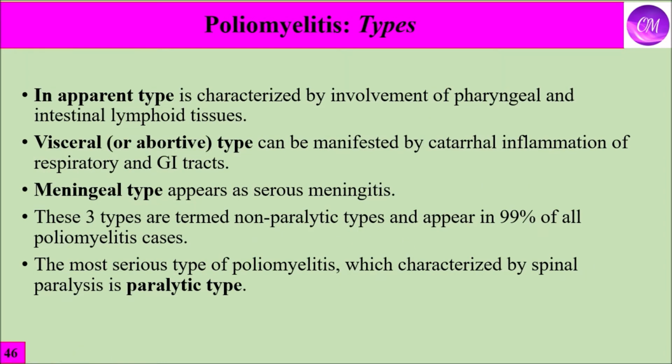There are some types of poliomyelitis. The inapparent type is characterized by involvement of pharyngeal and intestinal lymphoid tissues. The visceral or abortive type can be manifested by catarrhal inflammation of the respiratory and gastrointestinal tracts. The meningeal type appears as a serious meningitis. These three types are termed non-paralytic types and appear in 99% of all poliomyelitis cases. The most serious type of poliomyelitis, characterized by spinal paralysis, is the paralytic type.